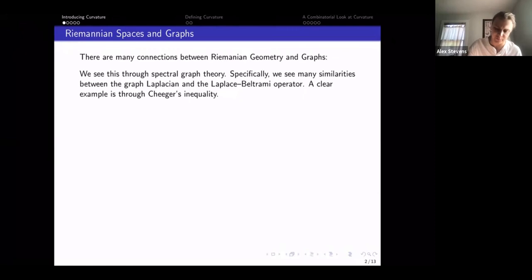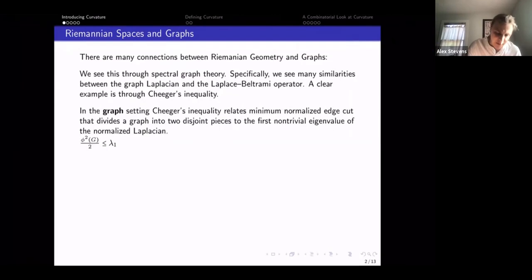Maybe you've seen this before, maybe you haven't. In the graph setting, Cheeger's inequality relates a minimum normalized edge cut that divides the graph into two pieces to the first non-trivial eigenvalue of the normalized Laplacian. You can think of this as a matrix. The Laplacian is a matrix, we can look at its eigenvalues, and we can say something about how we can cut up our graph by looking at these eigenvalues.